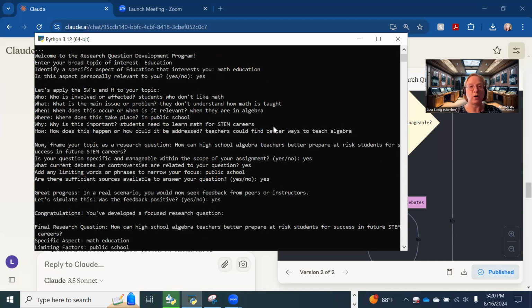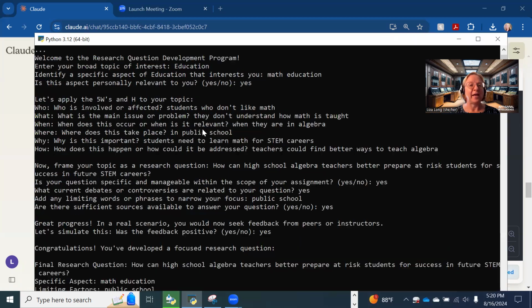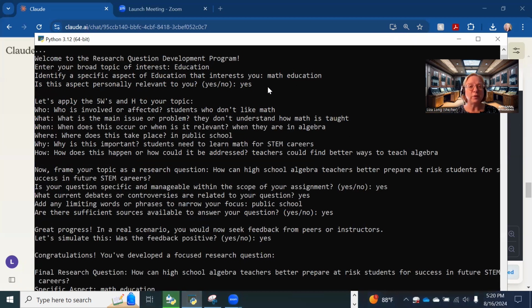In this case, let me walk you through the process because this is how you might think about it. Let's say that I'm majoring in education. So my broad topic of interest is education. And then I want to narrow and focus that. So it asks me a specific aspect. And I think, oh, math education. Is it personally relevant to me? Yes, I love math.